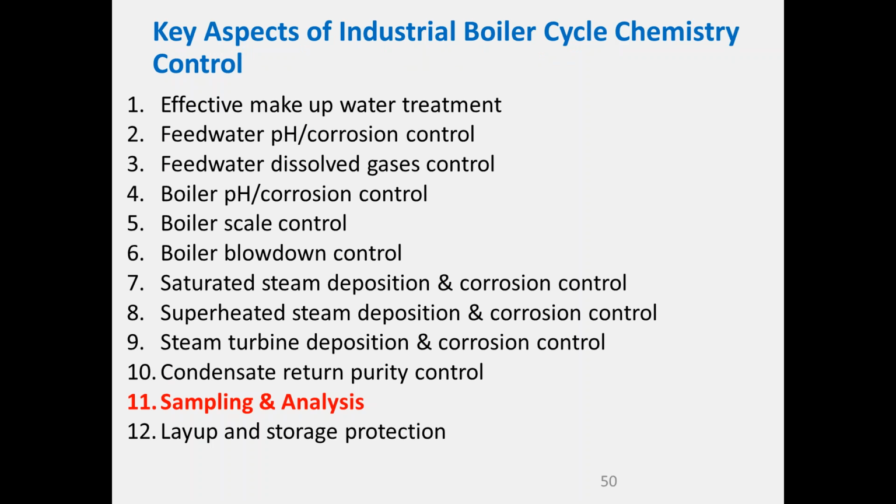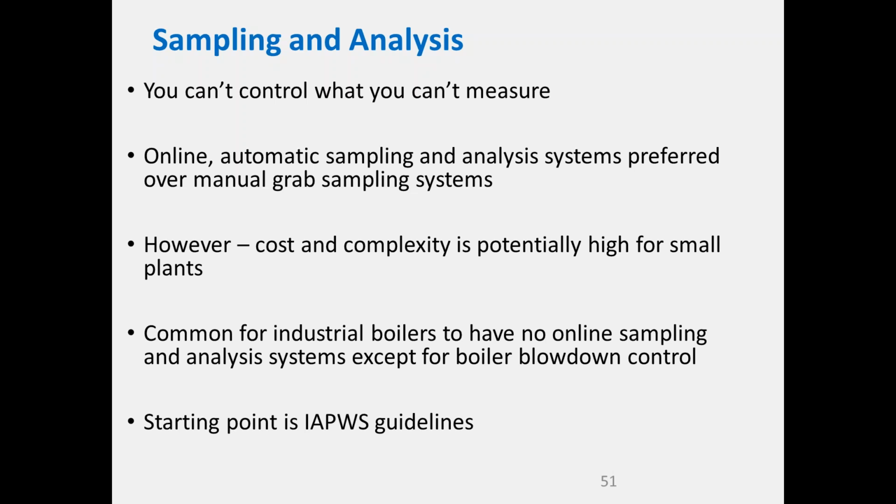All right, so the next one, sampling and analysis. Basically you can't control what you can't measure, and I'm a big advocate of this: automatic online systems are preferred over manual grab sampling systems, but we do acknowledge that cost and complexity is potentially very high for small plants.